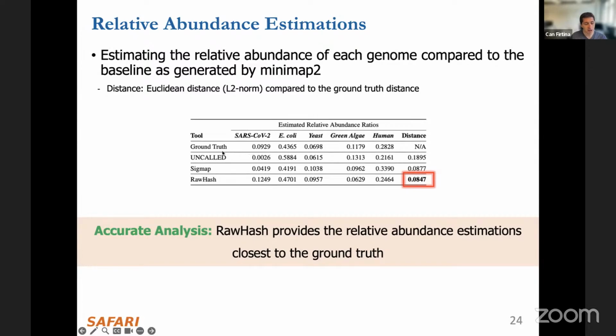Here we also make estimations using UNCALLED, SigMap, and RawHash. These are the estimations of the ratios of each species included in the mock community that we generated in our data set. After making the estimations, these essentially create a vector of values. We compare this vector of values to the vector of values that the ground truth generates, and then calculate the Euclidean distance between these two vectors. And what we observe is that RawHash provides the relative abundance estimation closest to the ground truth, which aligns well with the accuracy results that I showed in the previous slide.